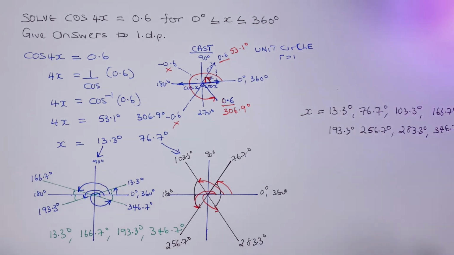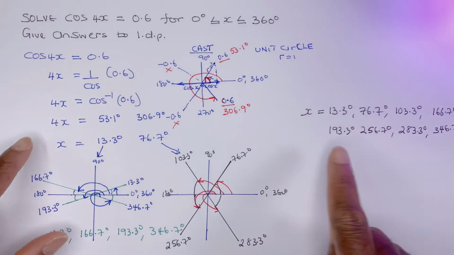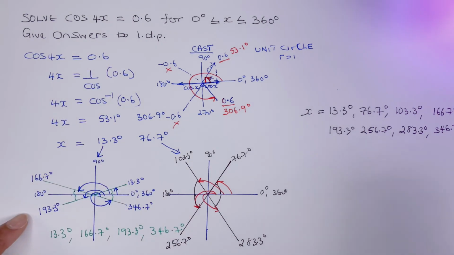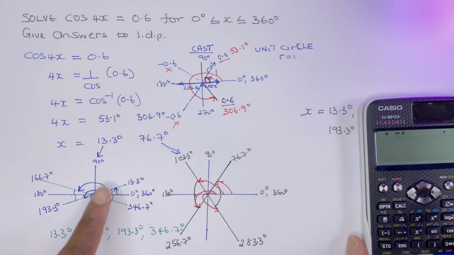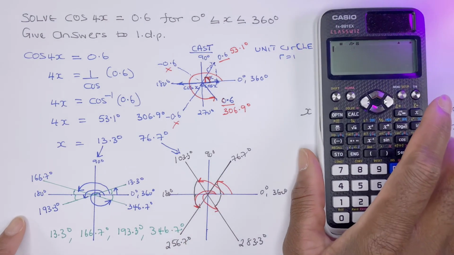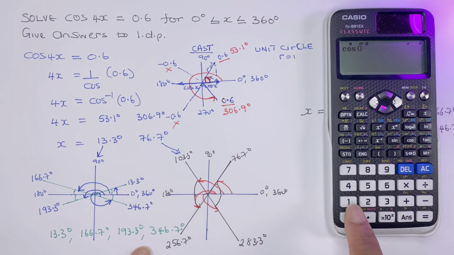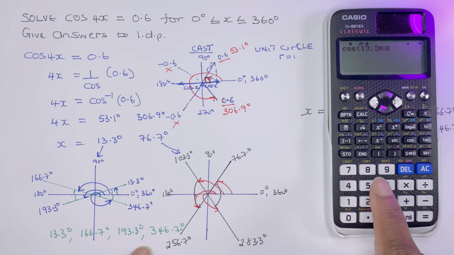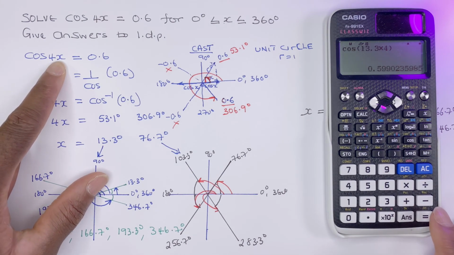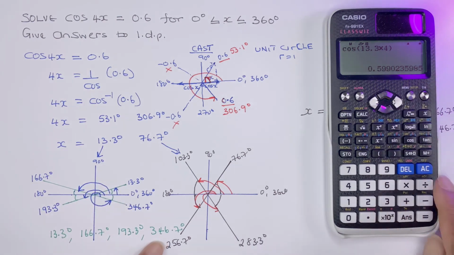346.7 degrees. So remember, these are the x values, right? Because of course, the equation is cos 4x equals 0.6. So I could test those values. All these are x values. So let's test them to see if it makes sense. I don't know if it does, but we can check. Cos of 13.3 times 4, because it's times 4, isn't it? Close bracket. You get 0.599. To one decimal place, that is 0.6.